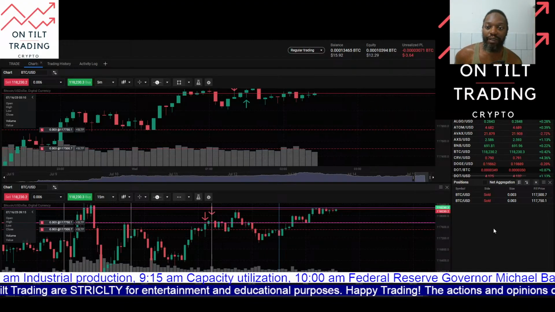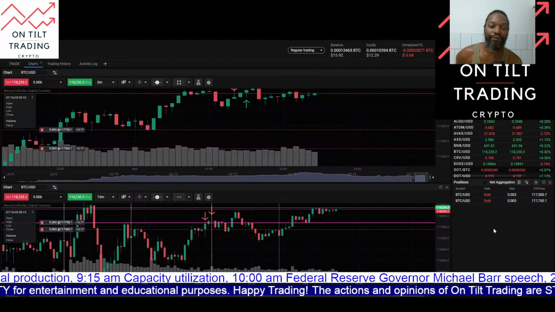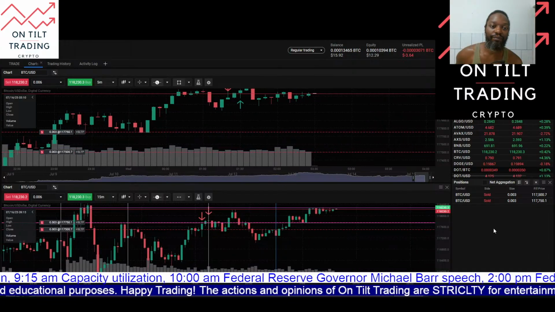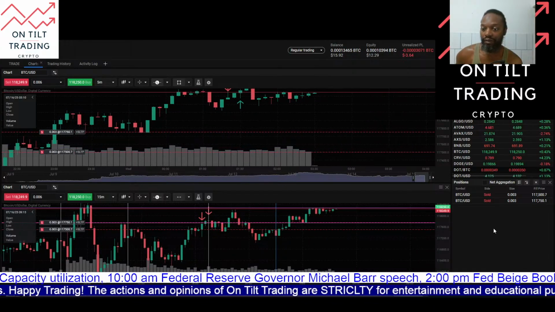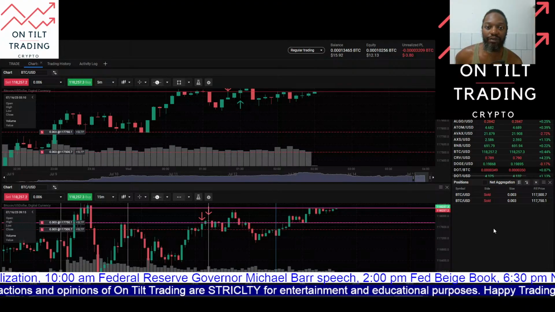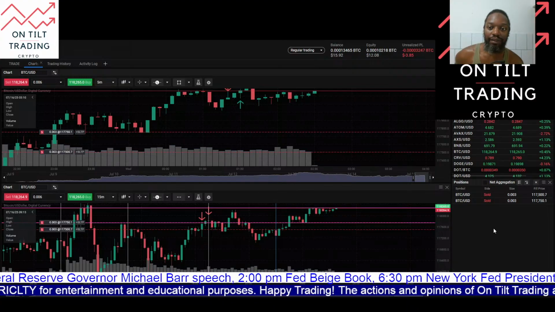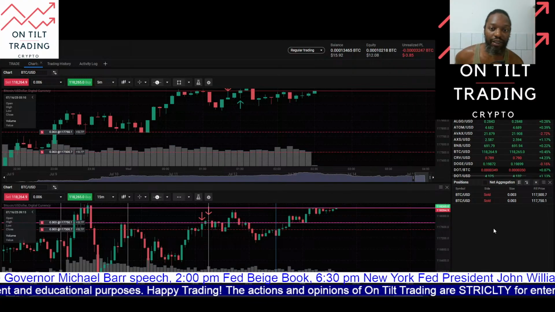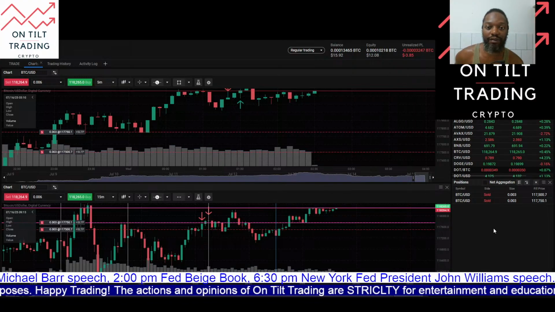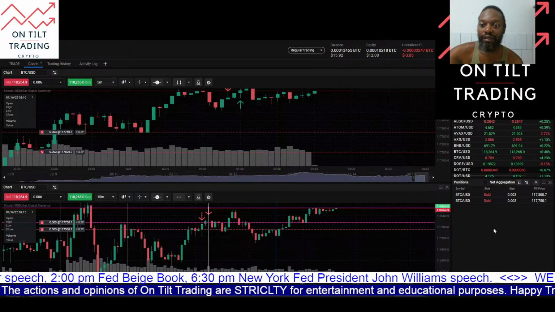Less than 1 minute remaining in this 5-minute candle. Alright, I'm going to call it for the London session here, as price is going against me to the buy side. May get stopped out here, may not, but this is enough for me for London today.